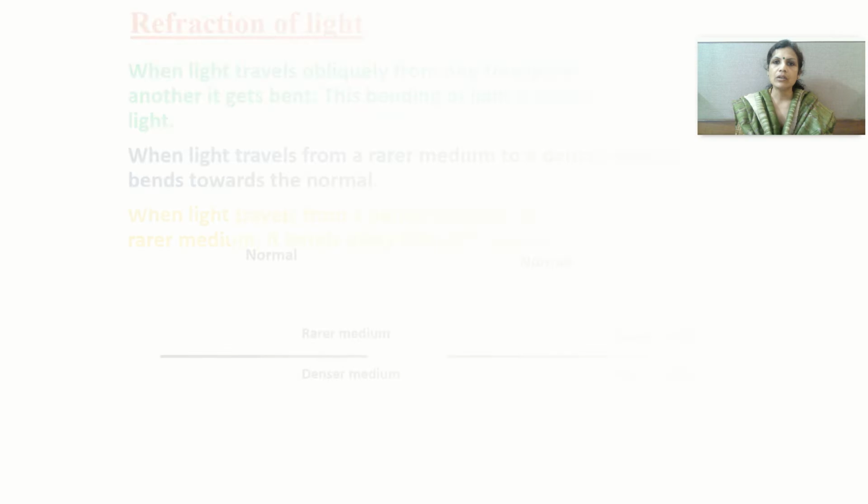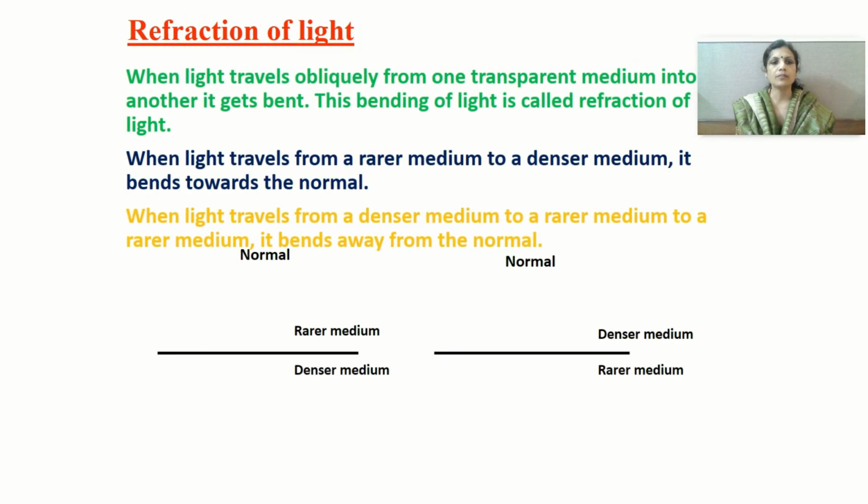So when light travels obliquely from one transparent medium to another, it gets bent, and this bending of light is called refraction of light. Now there are two media for light to travel and refraction to happen. One is rarer medium and one is denser medium. The medium in which the speed of light is faster is rarer medium, and in denser medium the speed of light is comparatively slow. When light travels from rarer medium to denser medium, it bends towards the normal.